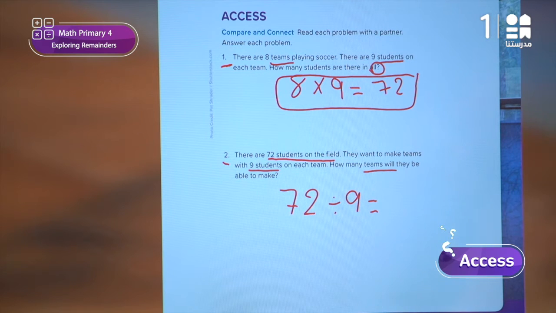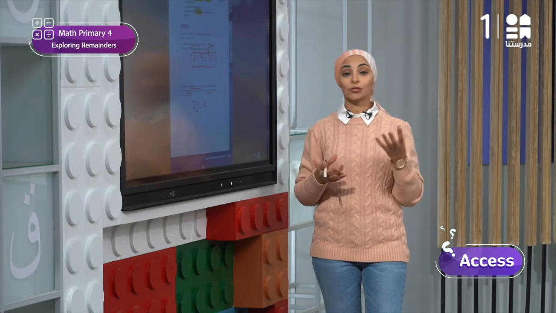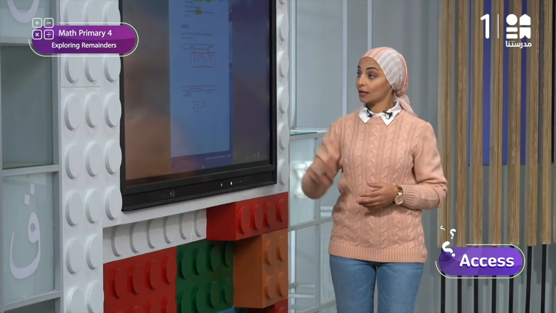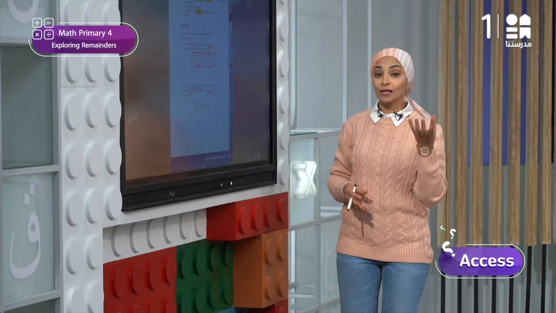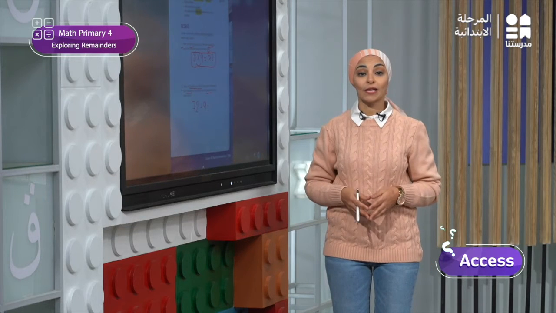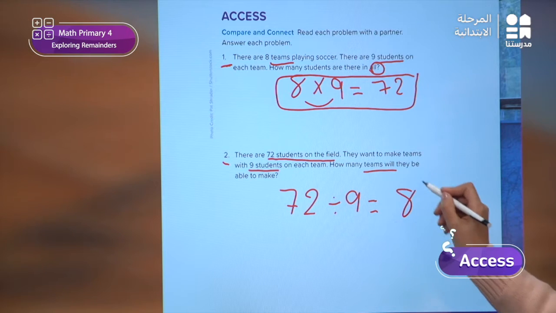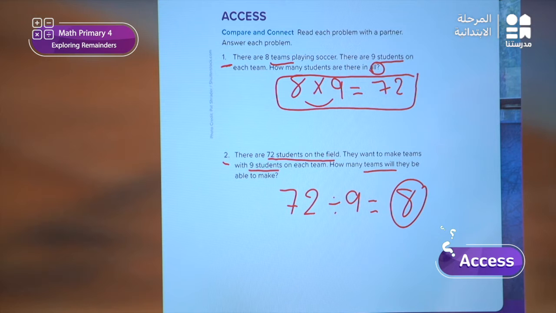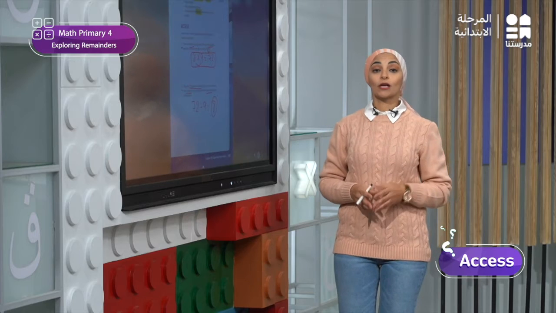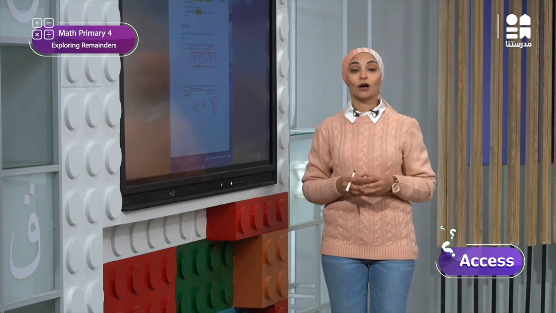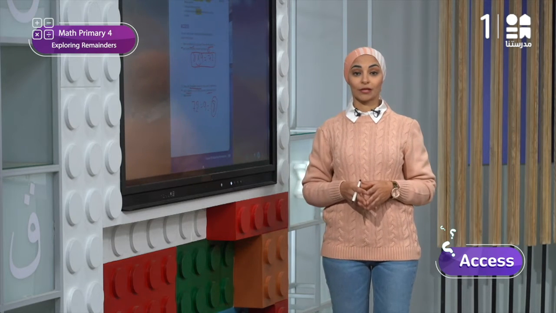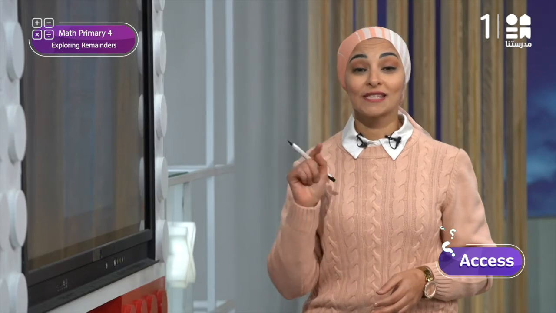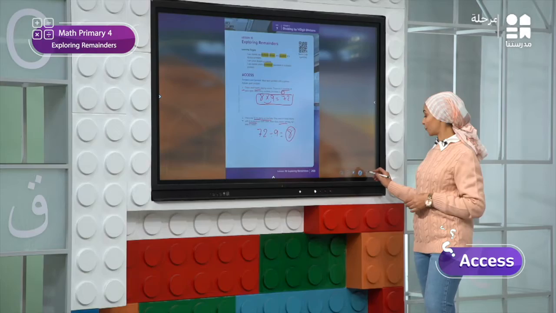From knowing that 8 times 9 equals 72, as we just said, if I divide 72 divided by 9, the answer is 8 teams. That's because division and multiplication are two reversed operations. Now we will do the same in problem number 3 found on page 300. Let's see it together.